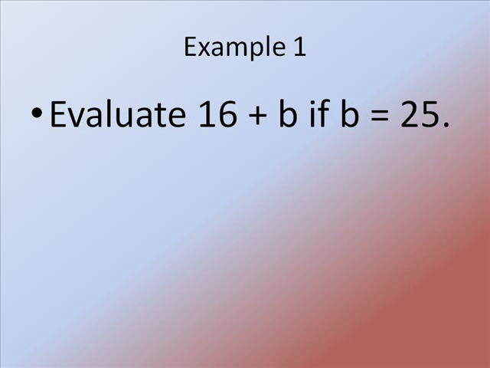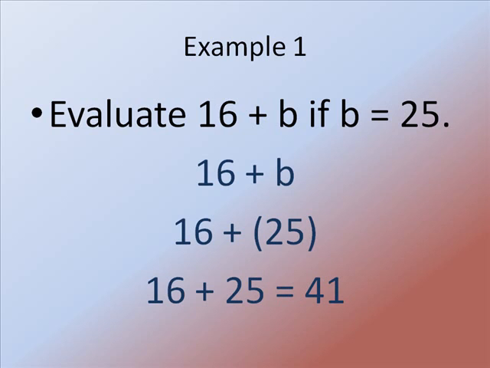Example 1, evaluate 16 plus b if b is equal to 25. What we're going to do is we're going to replace that b. As you can see, I've taken out the b and replaced it with 25. The problem told us that they are the same. Now, instead of having a letter, you simply have 16 plus 25. You add that together, and your answer is 41.